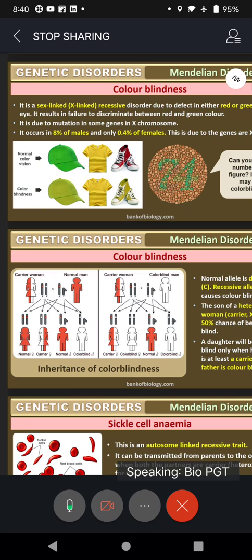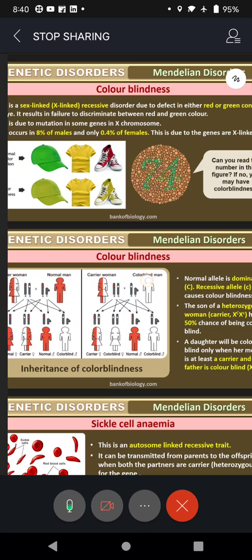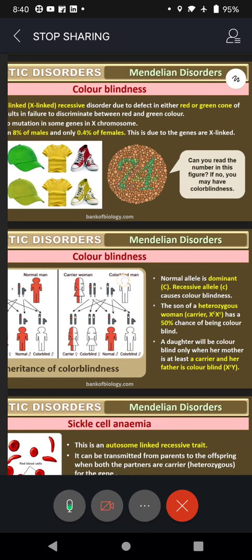Now, what is the percentage? Look at that. It occurs in 8% of males and only 0.4% in females. This is due to genes that are linked to the X chromosome. Now, test yourself. Can you read the number in this figure? If not, you may have color blindness. I hope all of you are able to read that. Yes, sir.